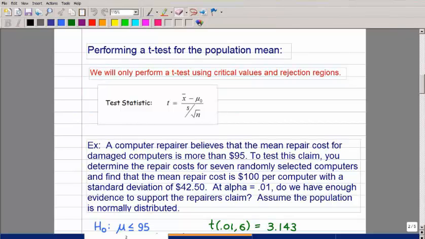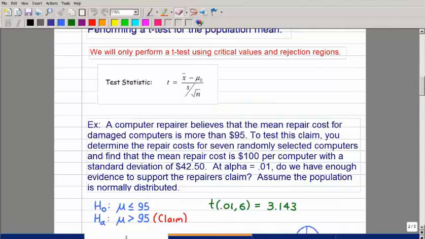Now, the sentence I have written above the test statistic: for testing purposes, we will only consider critical values and rejection regions. We will not use p-values, because it's not really practical to calculate them. It's too complicated. Yes, the TI calculator will spit them out for us, but since not everyone may have access to that technology, we have to make it the same for everybody. So we will only use the critical value method.